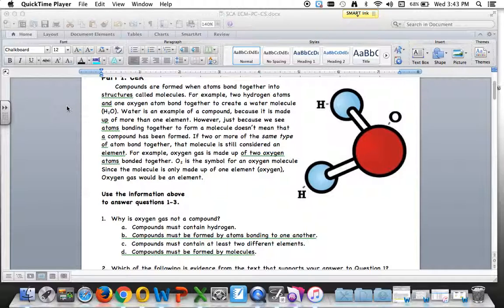1. Why is oxygen gas not a compound? A. Compounds contain hydrogen. B. Compounds must be formed by atoms bonding to one another. C. Compounds must contain at least two different elements. D. Compounds must be formed by molecules.